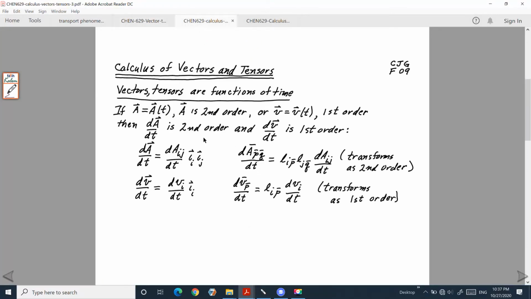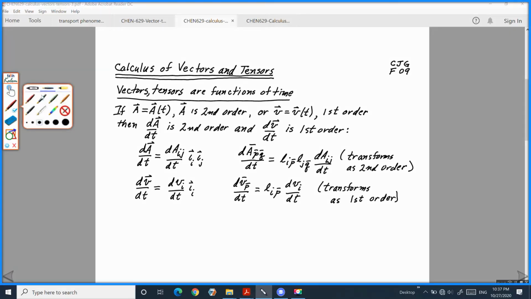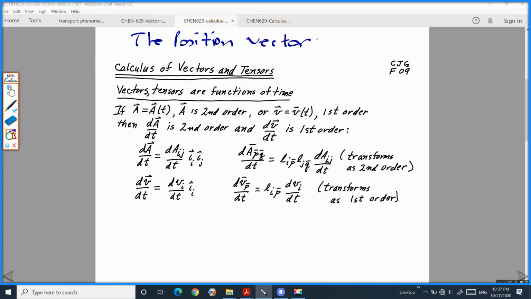continue. Another topic is what we call the calculus of vectors and tensors. Here I just want to define another concept. Let's call another concept, the position vector.